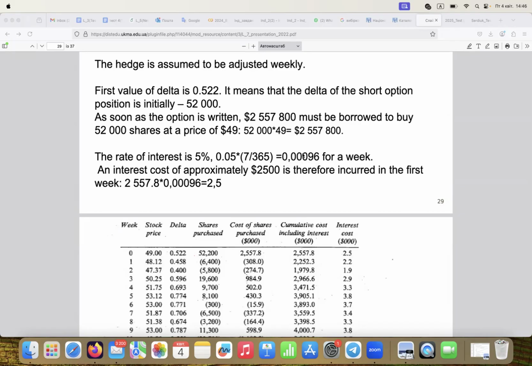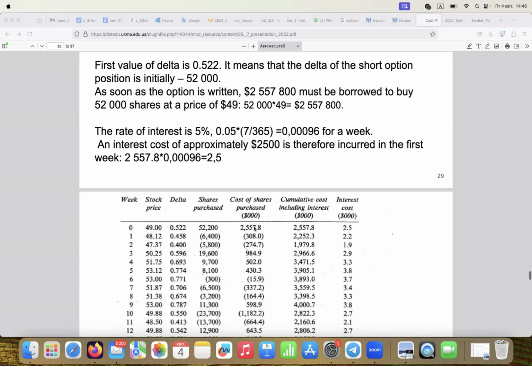Okay, this part. We multiplied this interest rate by this sum, and it will be 2.5. So at the end of the first week we need to pay this. Okay, the second week starts, and you can see that the price is less than 49.